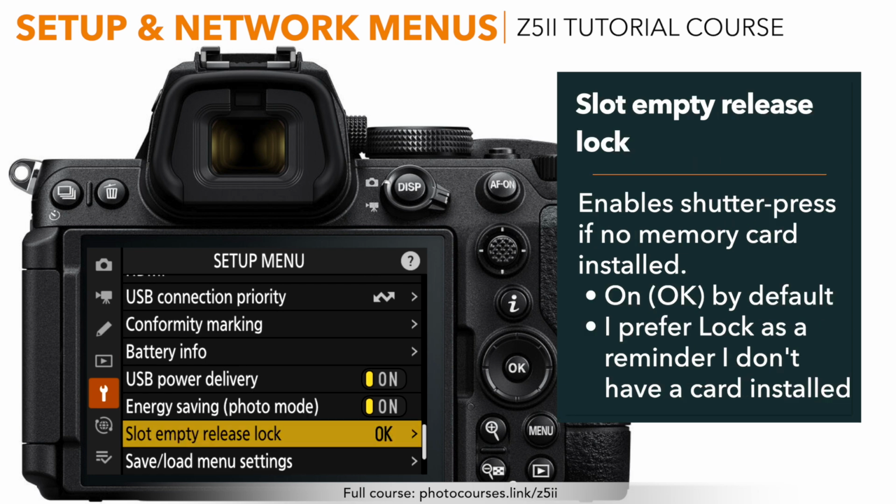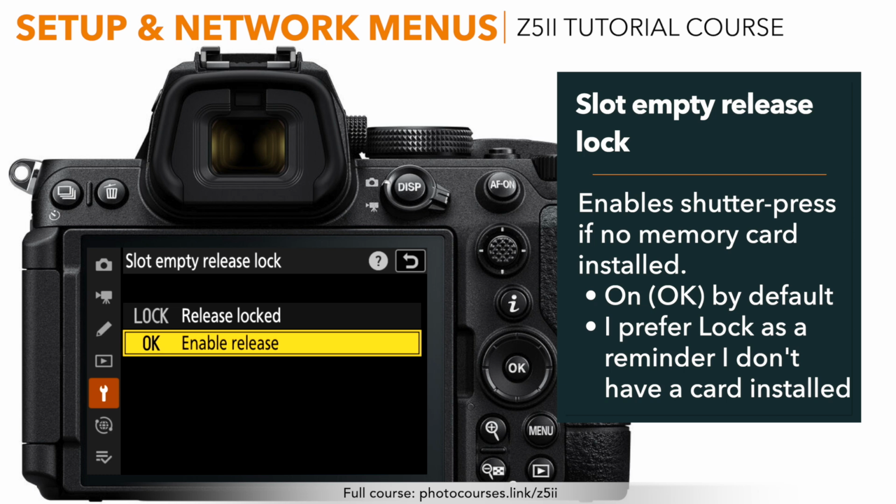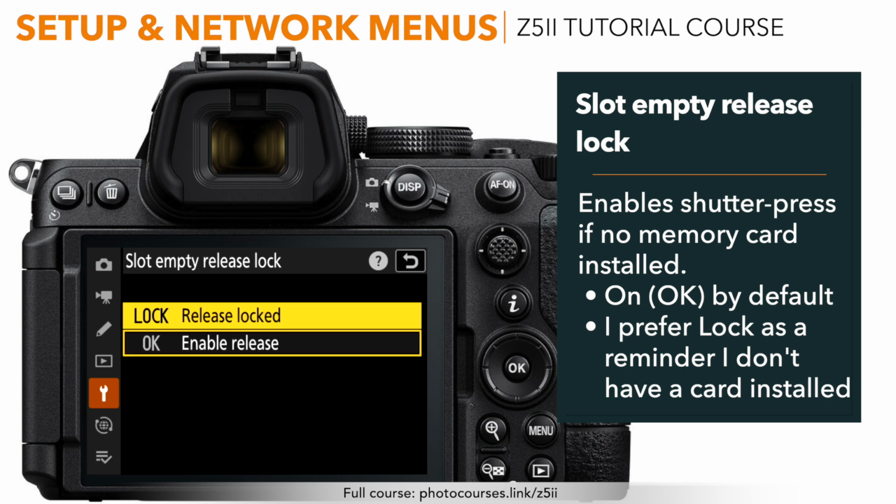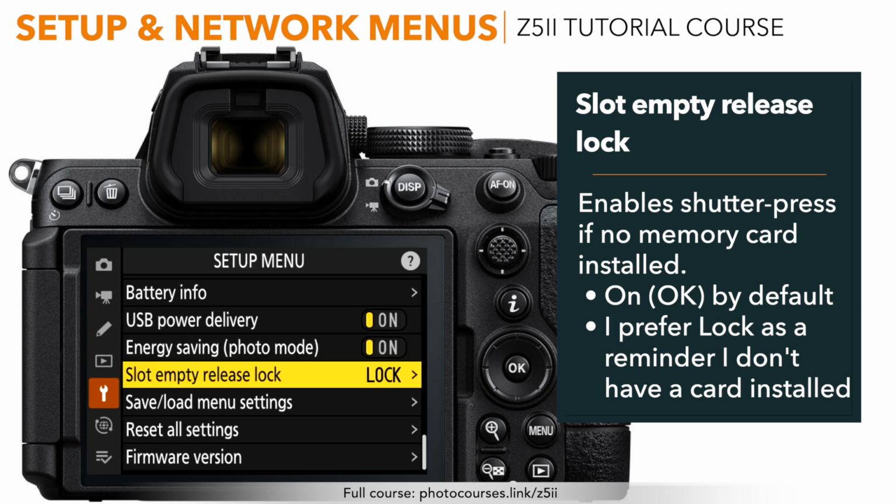Slot empty release lock is going to set whether or not the shutter can be released if there's no memory card in the camera. You can set this to OK, which is the default, which means you can press the shutter button if there's no memory card in the camera. Now, I like to set this to lock just as another way of reminding me that I need to install a memory card in the camera, otherwise no images are going to be recorded.